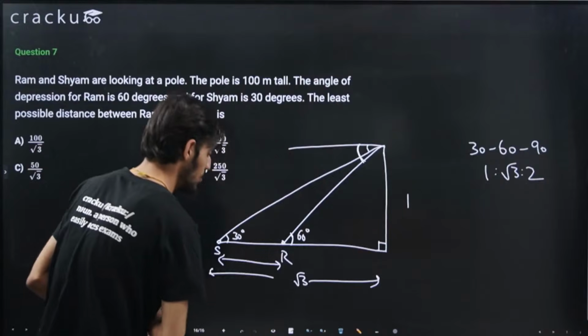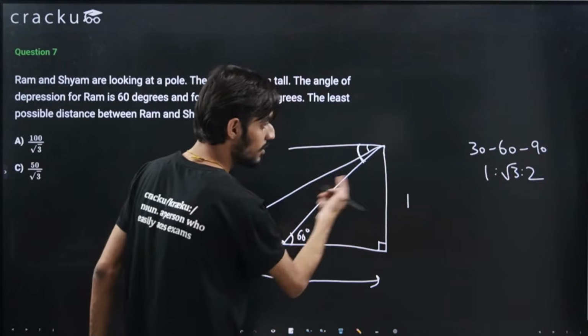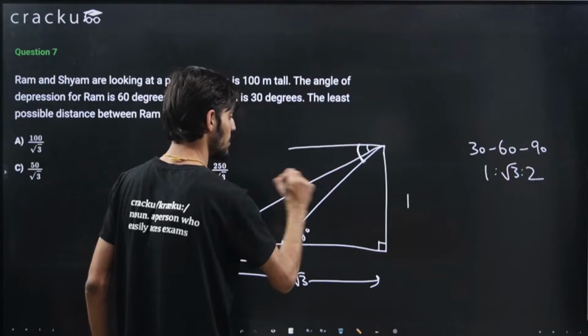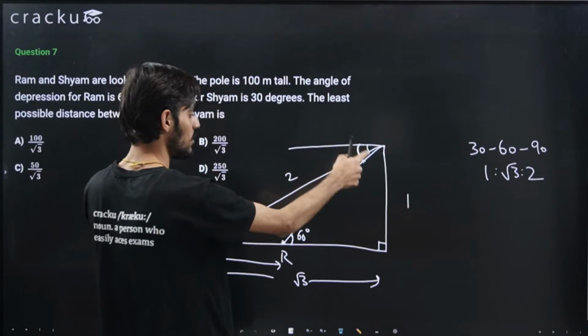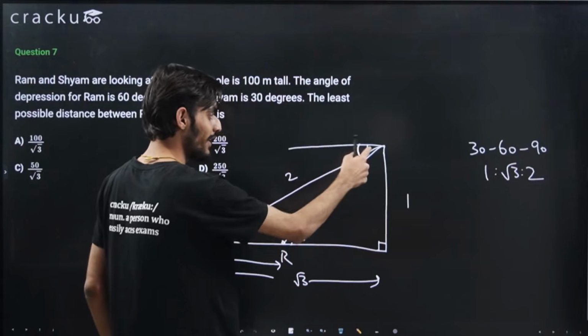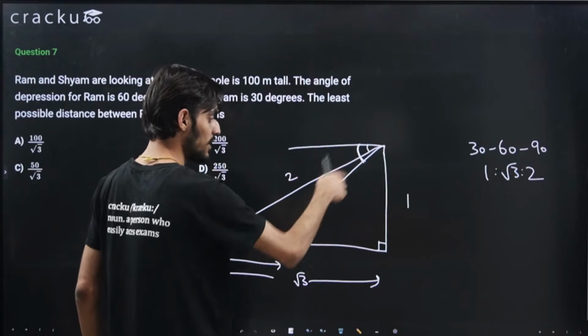This complete will be root 3. And of course, 2 will be the side opposite to the right angle. So this was on the basis of the larger triangle. And let's try to find the values with respect to the smaller triangle, that is this.